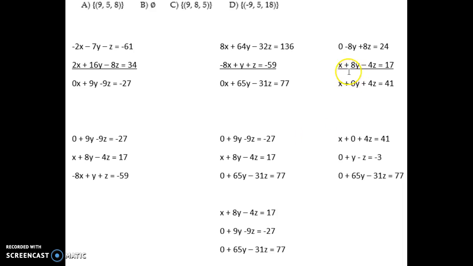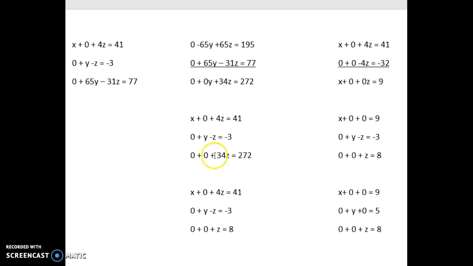So all I've done now is, here's my new first equation, and I write it where my first equation was, and now it has no y's. My second and my third equation have not changed. But now I'm going to cancel out the y here. I'm going to need a negative 65. So multiply everything by negative 65.